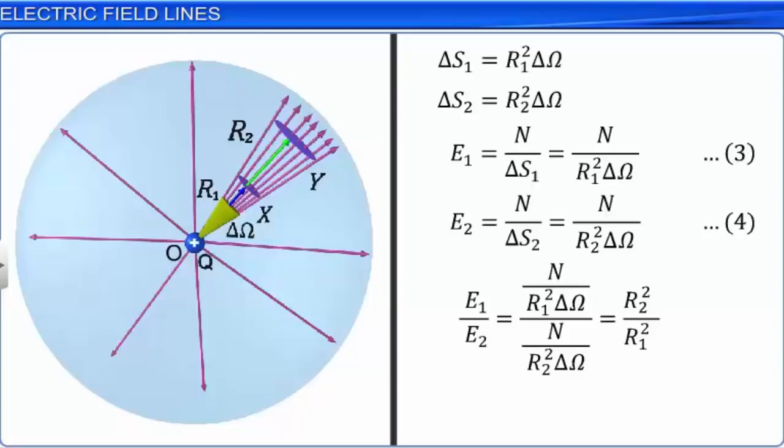From equations 3 and 4, we see that even though the number of field lines n and the solid angle delta omega are the same at x and y, the electric field strength E, which is equal to the number of field lines per unit area, is proportional to 1 by r square, where r is the distance of the point from the charge q.